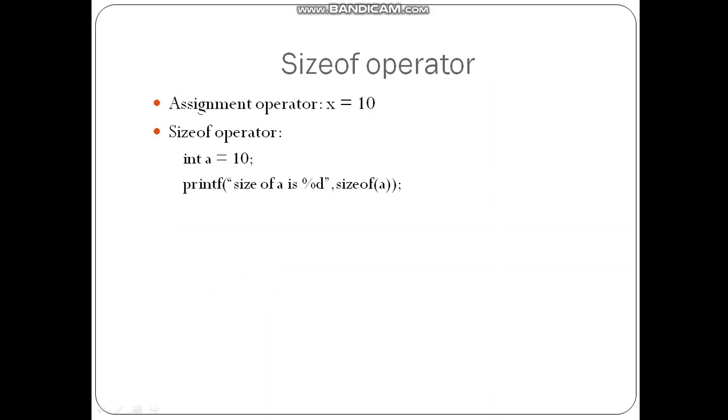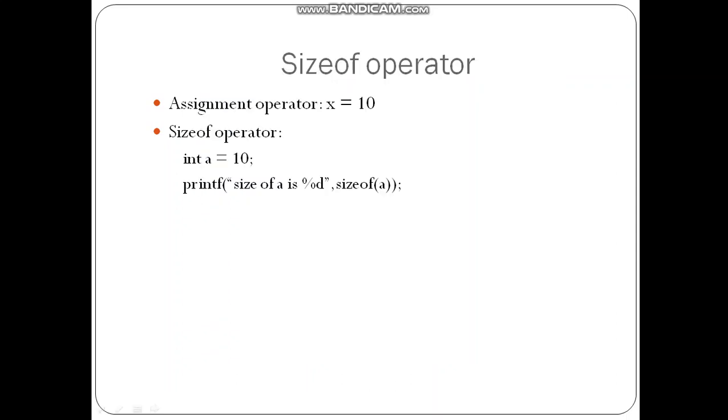Now we are going to discuss the sizeof operator and the assignment operator. When we write x equal to 10, it means the value 10 is assigned to the variable x. That's why we are writing x equal to 10. Now don't get confused between single equal and double equal. The double equal is used for the equality operator, and that is a binary operator. We can write x double equal to y. It means that we are checking whether x is equal to y or not.